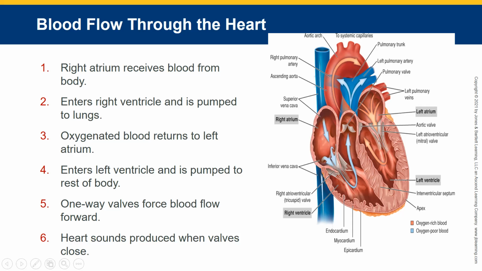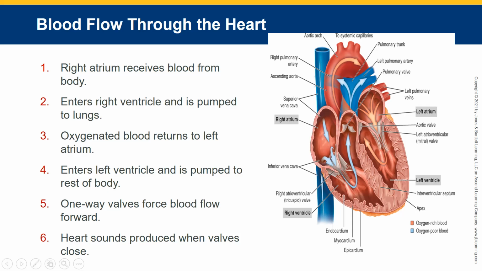What kind of vessels come back to the heart? Blood vessels coming towards the heart are always veins. So we would see a pulmonary vein coming back to the heart, and there they are right there. That's the left pulmonary vein. We don't see the right pulmonary vein. Oops, that's supposed to be right there. I don't see the right pulmonary vein. They don't have it pictured here.